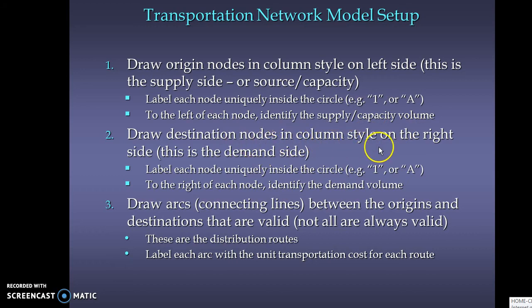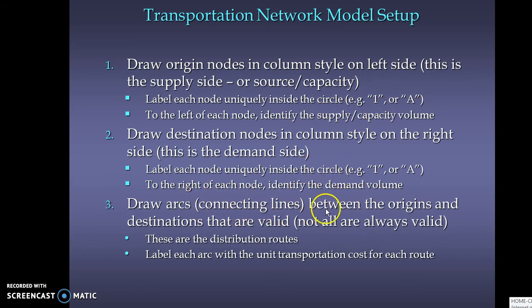Then we draw the destination nodes in columns. So on the right side, the demand side, the flow is from left to right. We also label each of those nodes uniquely, and over to the right of each node, we identify the demand volume. Again, on the left side, the supply or capacity volume, to the right side, the demand volume.